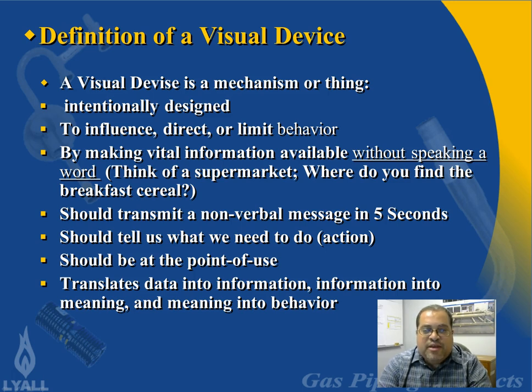It should transmit a nonverbal message in 5 seconds or less. It should tell us what we need to do, so they're action-based, and it should be at the point of use. So you may not see the direction until the time that you actually need it, so you don't get overloaded with information. A visual device translates data into information, information into meaning, and meaning into behavior.